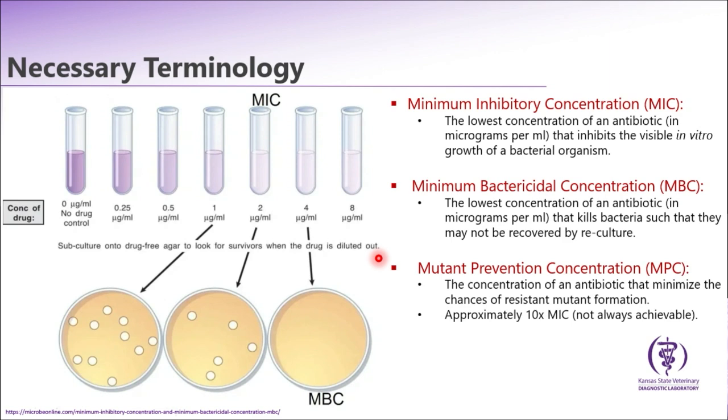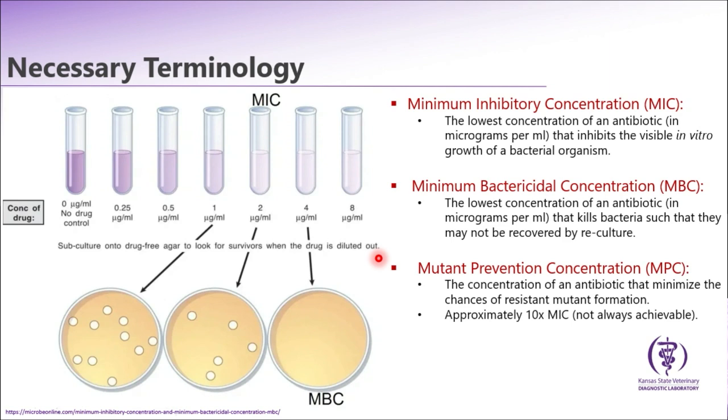So if the MIC for a certain antibiotic is 1 microgram per mil, then the mutant prevention concentration for it would be 10 micrograms per mil. This is not usually achievable, especially as we increase the dose of the drug, we increase the serum concentration of this drug in the animal body or the target tissue, and at some point there is a peak of this serum concentration.